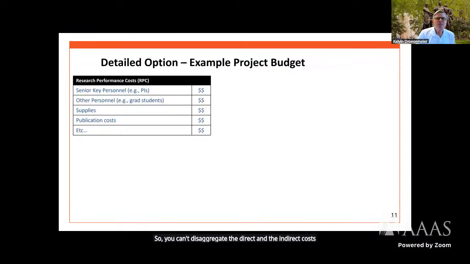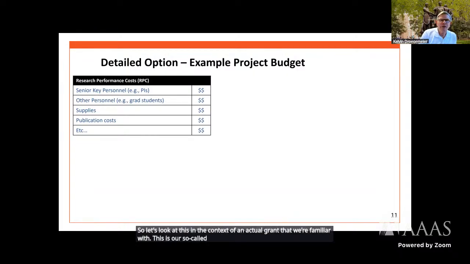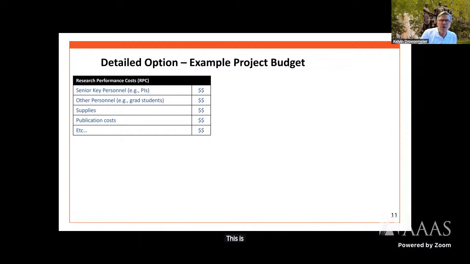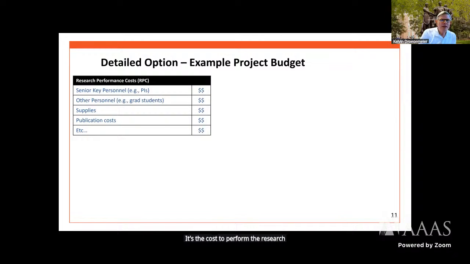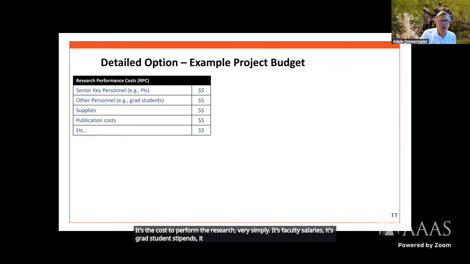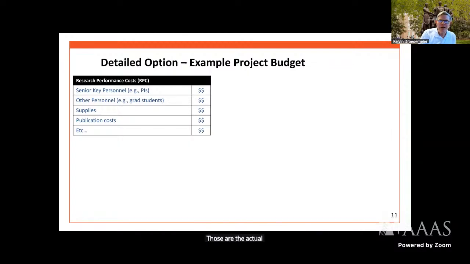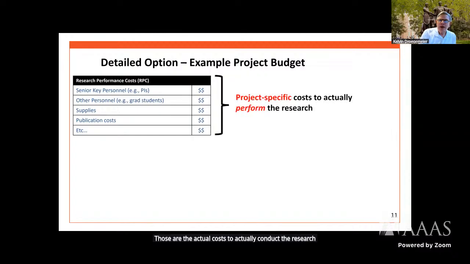That's the point. So let's look at this in the context of an actual grant that we're familiar with. This is our so-called detailed option within the FAIR model. This is all the things that you typically think of as direct costs, but the terms direct costs and indirect costs, those are meaningless terms. So we call this research performance costs. It's the cost to perform the research, very simply. It's faculty salaries, grad student stipends, supplies, publication costs, travel, and so on and so forth. Those are the actual costs to conduct the research, to perform it.